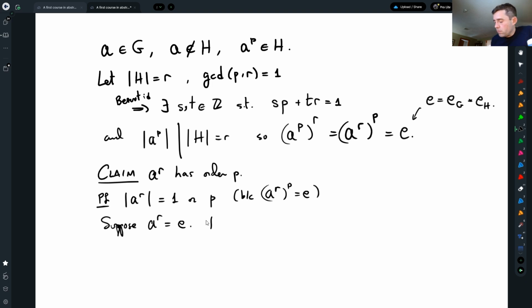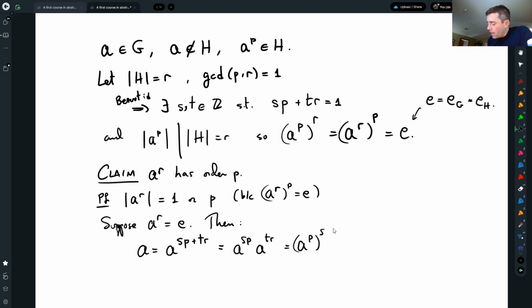Then, what can I do? Then A is A to the, I have an expression for 1, for this exponent here. I have this expression, and this is the same then as A to the P S plus R T. And using the laws of exponents, this is A to the P S times A to the R T, and this is A to the P to the S, and A to the R to the T. But A to the R is assumed to be the identity for now, so this is just the identity, so this is just A to the P to the S.